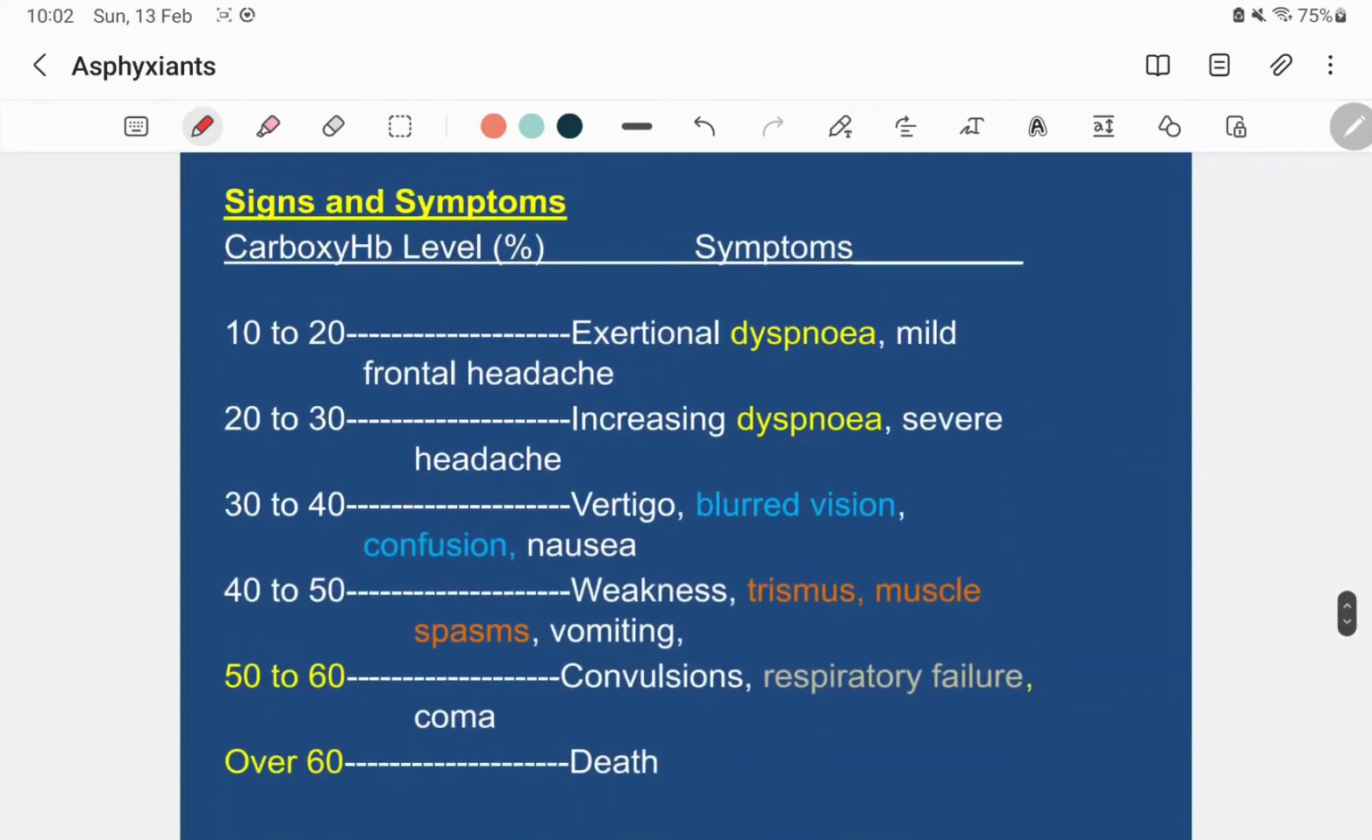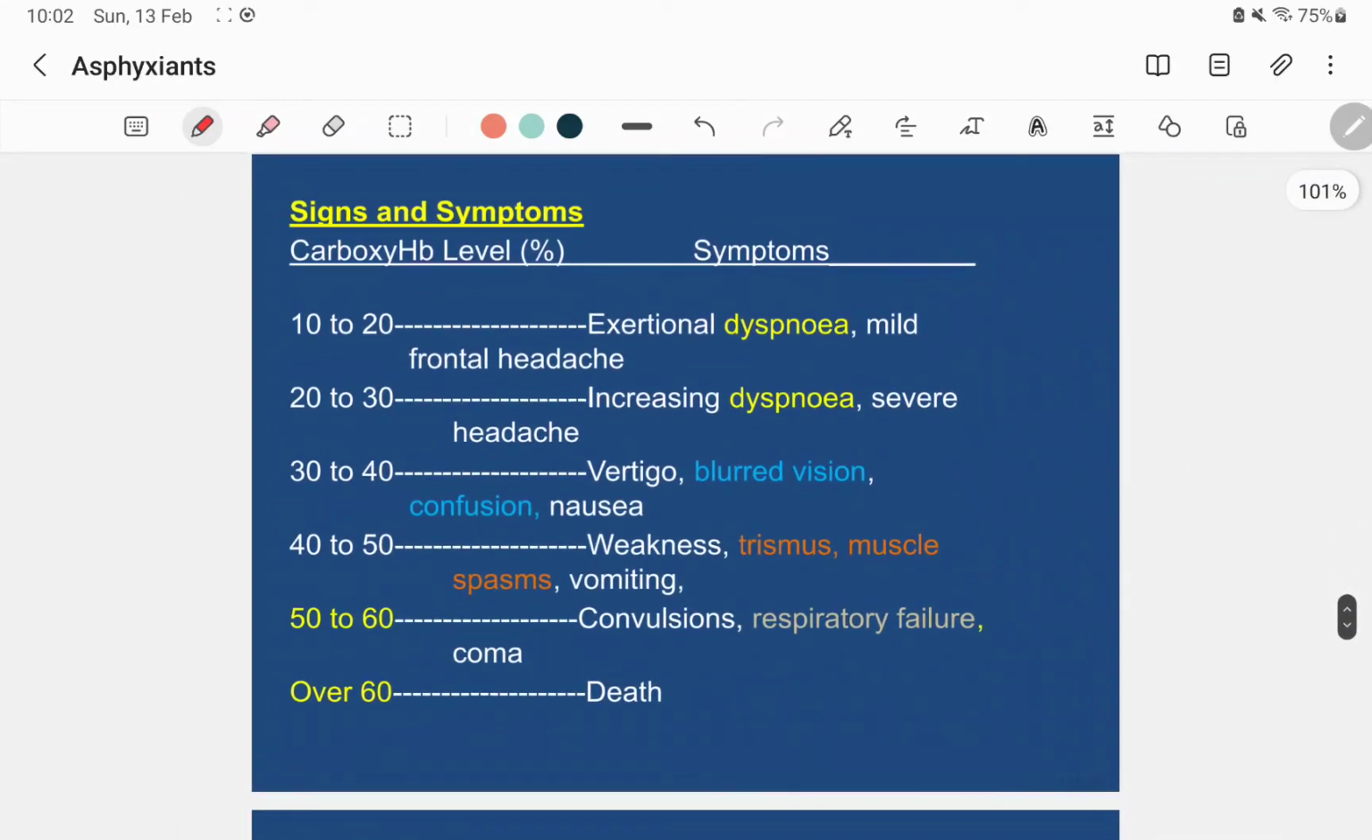So now, signs and symptoms. It's very important. Signs and symptoms are seen according to the carboxyhemoglobin percentage. At 10 to 20 percent, there is exertional dyspnea, which is difficulty breathing on exertion, and a mild frontal headache. At 20 to 30 percent, it progresses to increasing dyspnea and a severe headache.